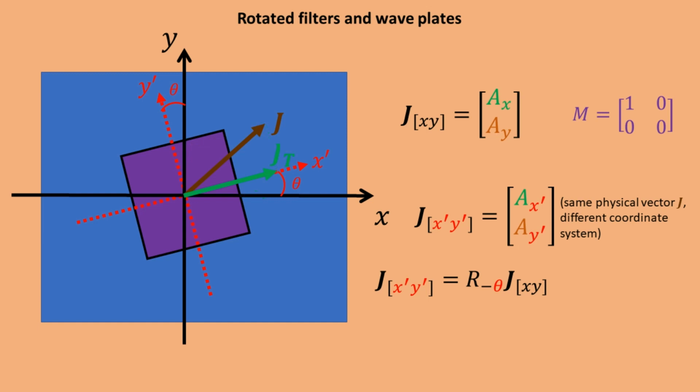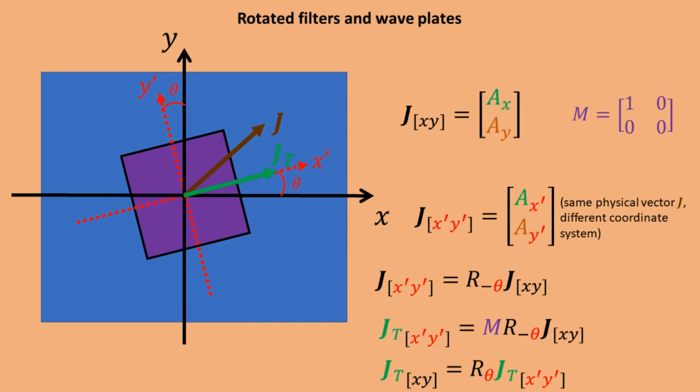Next, we let the linear polarizer act on the vector, which means we set the A_Y' component to 0 while leaving A_X' unchanged. In other words, we multiply J_X'Y' with the Jones matrix M, and the outcome is the transmitted vector J_T described in the primed basis. However, we want to describe this entire process in the unprimed basis. So firstly, we substitute J_X'Y' with R(-θ) J_XY, and secondly, we describe the transmitted vector in the unprimed basis by multiplying J_T,X'Y' by R(θ), which is the inverse operation of R(-θ).